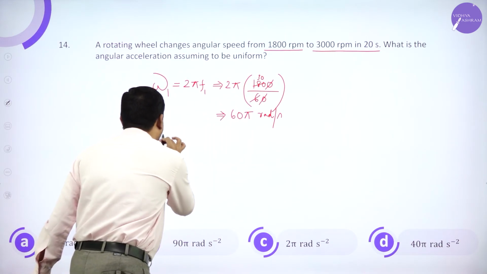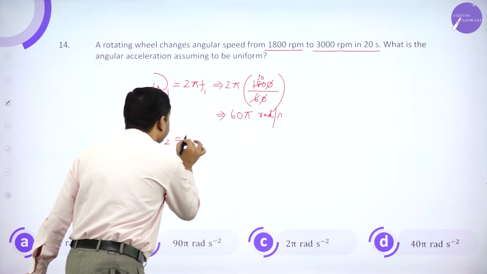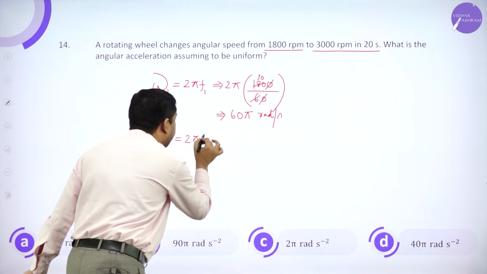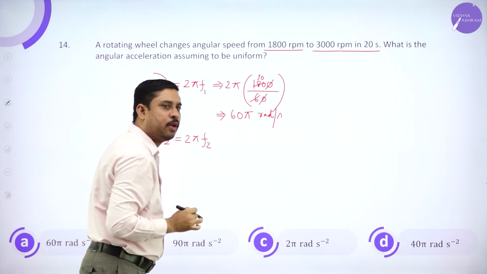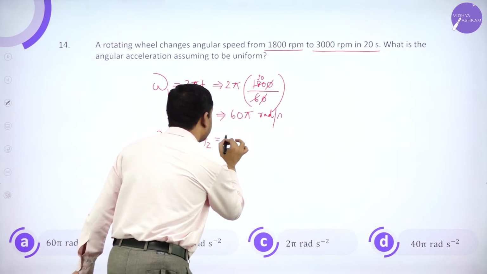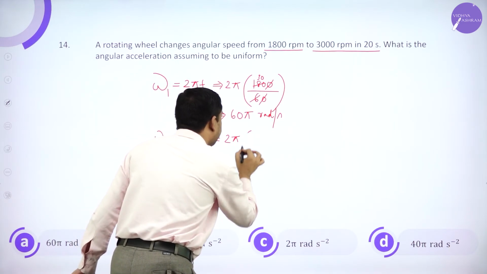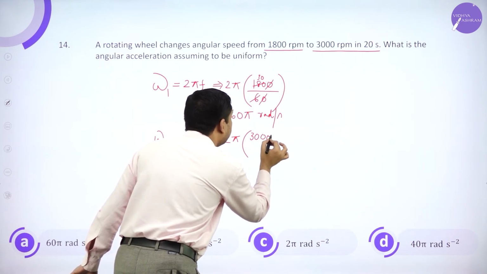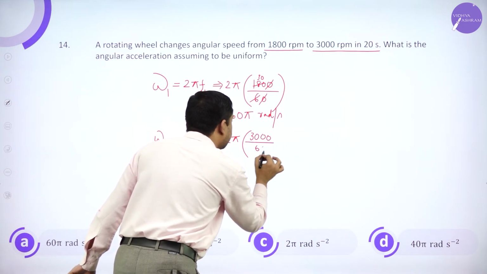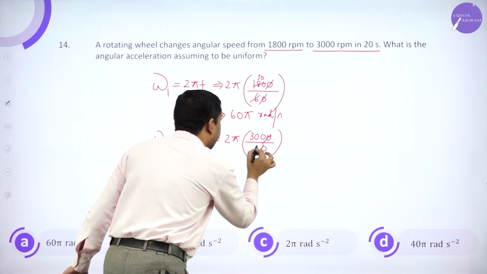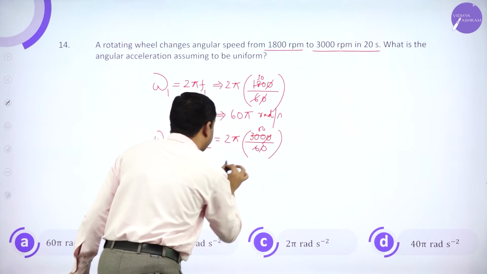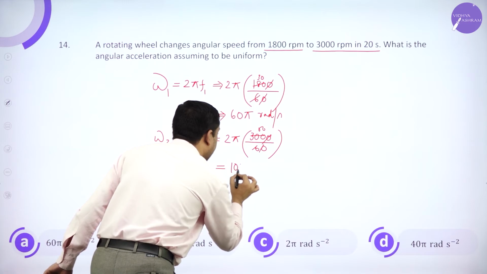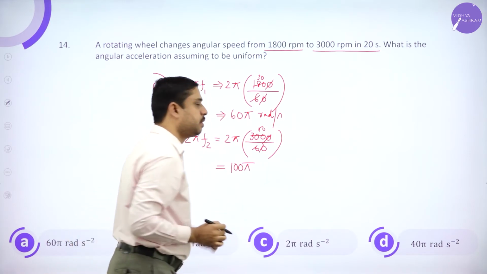Similarly, final angular velocity is 2 pi f2. This is 2 pi f2 is 3000 divided by 60. Again this goes 50 times. So this is 100 pi.